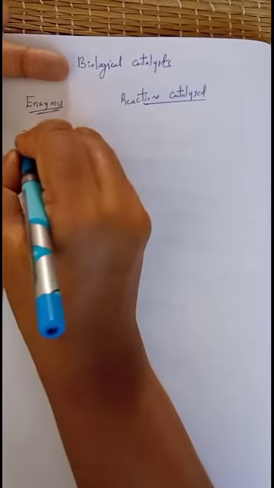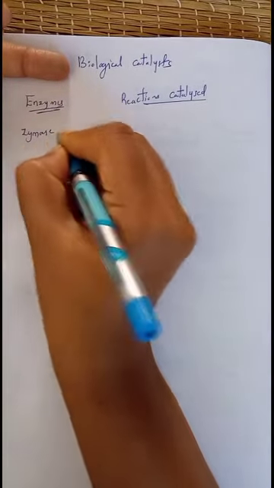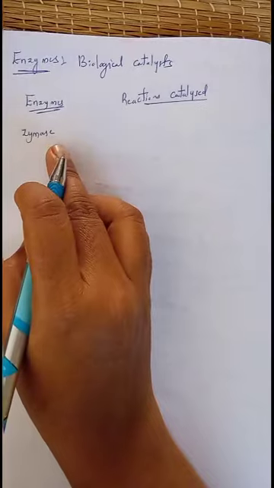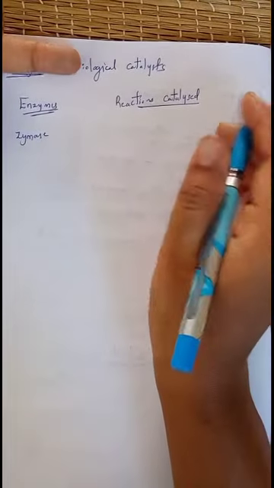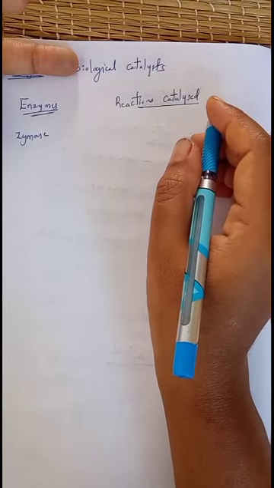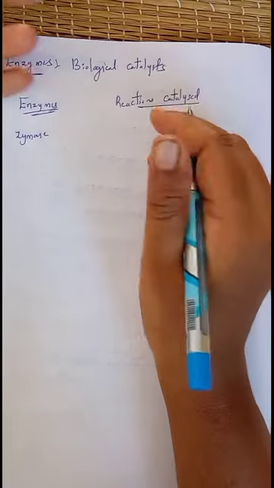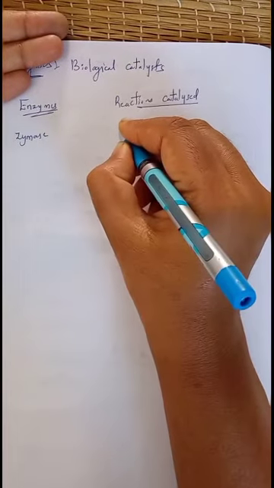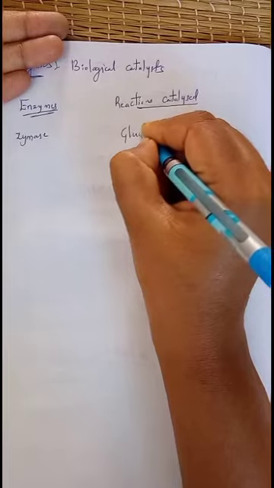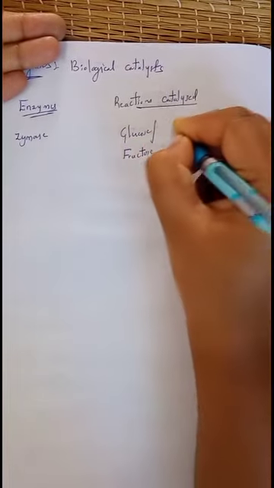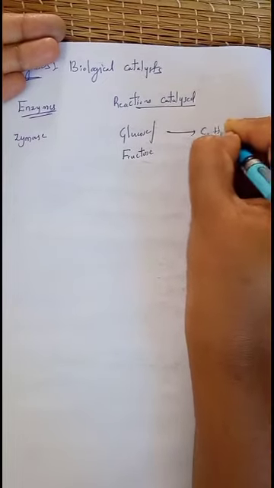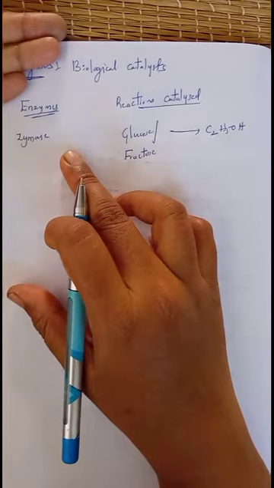Okay, first I am taking here zymase. Whatever the thing which is ending with the suffix -ase, that is an example of an enzyme. This zymase is used in the fermentation of glucose or fructose to ethyl alcohol. For this process, whatever enzyme we are taking, that is nothing but zymase.